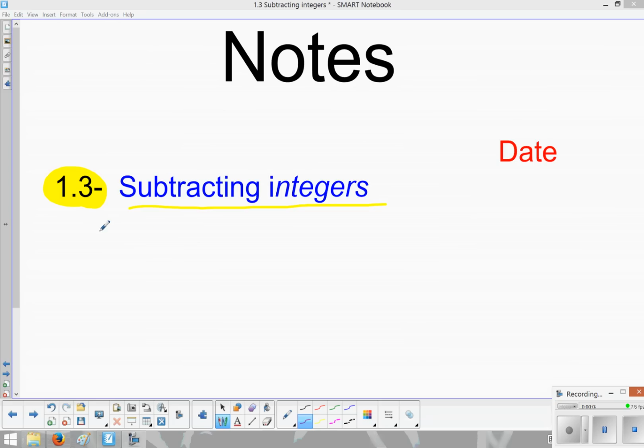Don't forget for our note setup, you need to make sure you have the chapter number, which is 1.3, and the title of our lesson, which is subtracting integers. Make sure you circle or highlight the following lesson. And also, don't forget to put the date for our notes today. Okay, let's go ahead and get started.